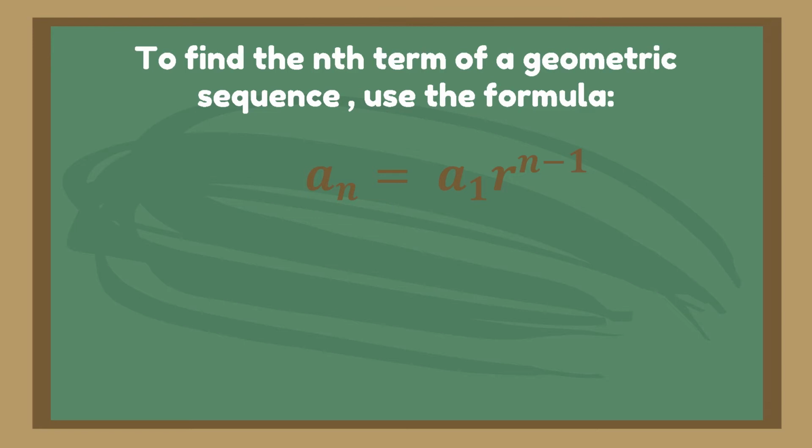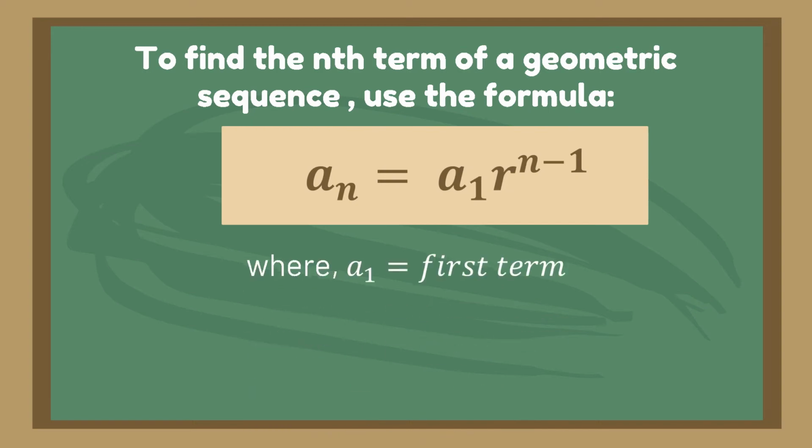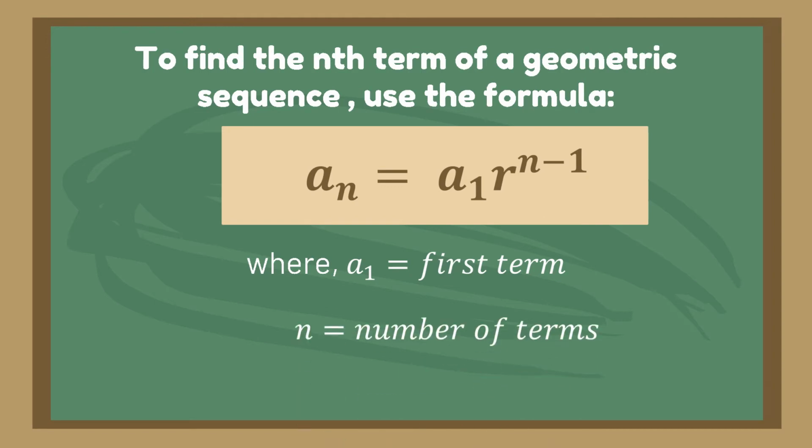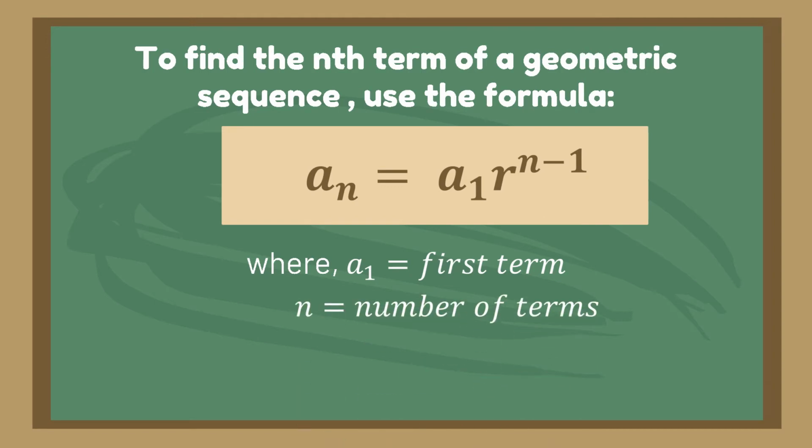To find the nth term of the geometric sequence, use the formula a sub n is equal to a sub 1 times r raised to n minus 1, where a sub 1 is the first term, n is the number of terms, r is the common ratio, and a sub n is the nth term.